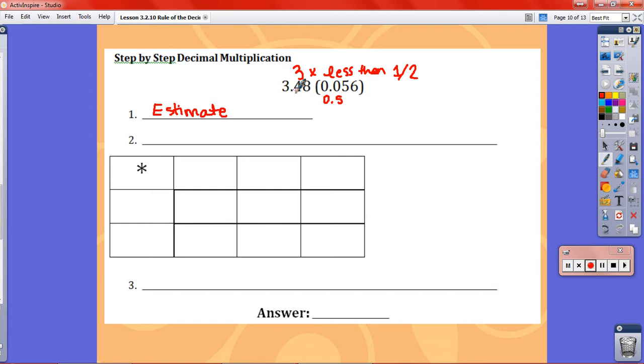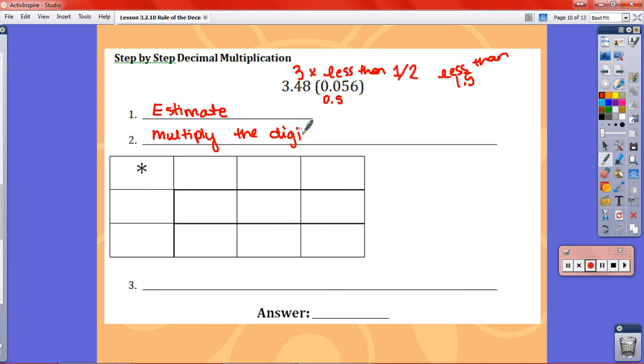Well, if about half of 3.48, so half of 3 is 1.5, then my answer should be less than 1.5, especially since this is much less than a half, 10 times less, almost. So then I'd go with my next step, which is to just go ahead and multiply the digits and ignore place value for this.